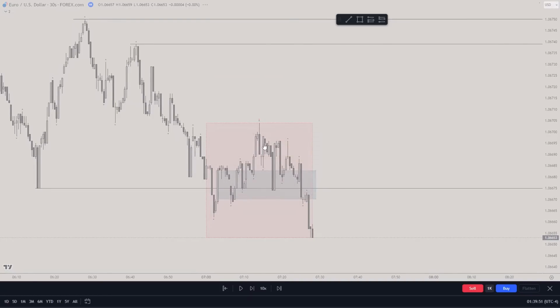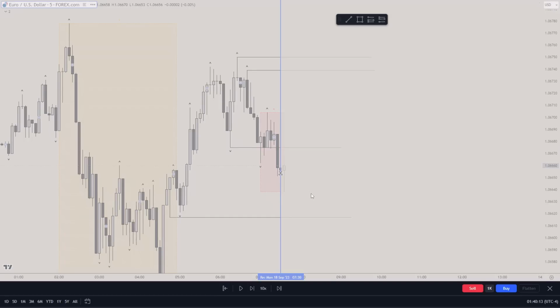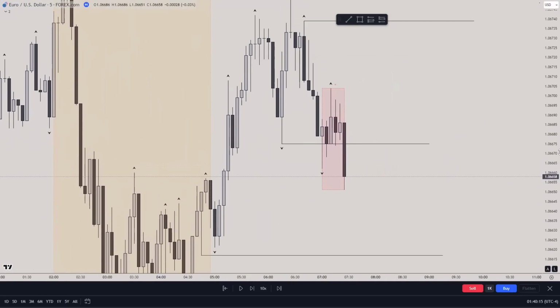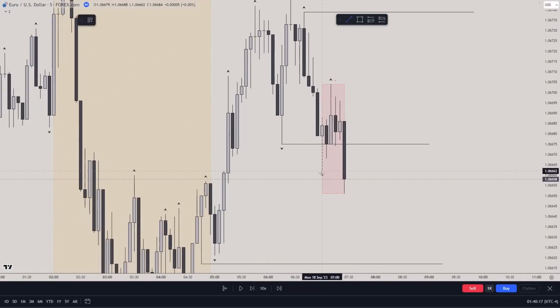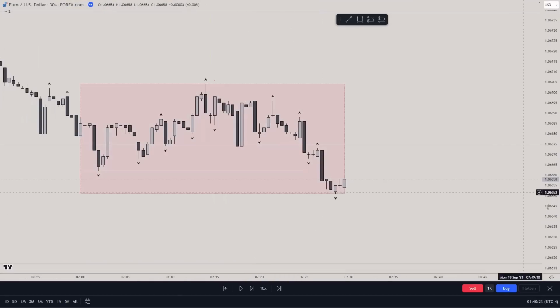Now going back to the 5 minutes again. So there was one fractal low that I did not mark here, but we can always go back to it. So we go here to this fractal low because it happened while I was trading the other one. So most likely you would not be able to trade this.